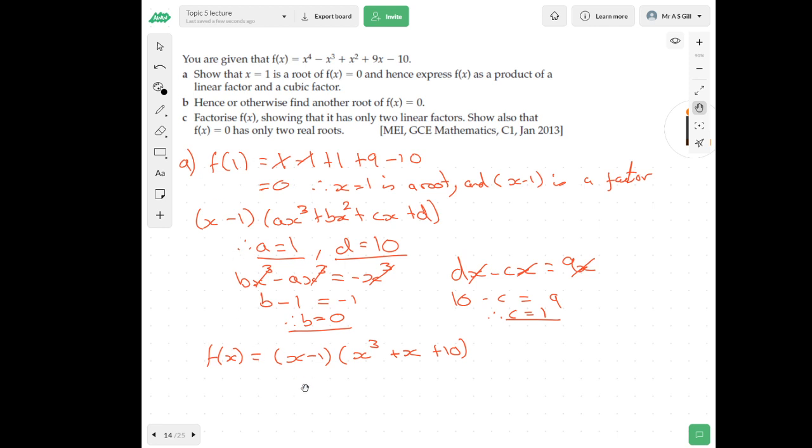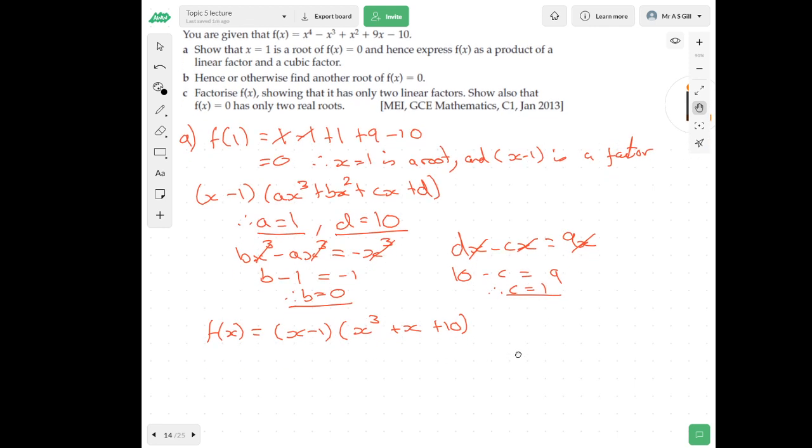So we can now see that we've got our linear factor and our cubic factor here. Let me know if that makes sense or not. Otherwise, I'll go through it again. Otherwise, we've got our linear and cubic factor here. So now we can go on to part B.